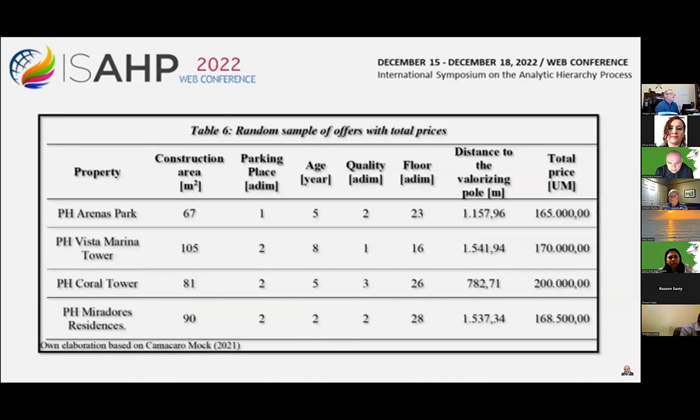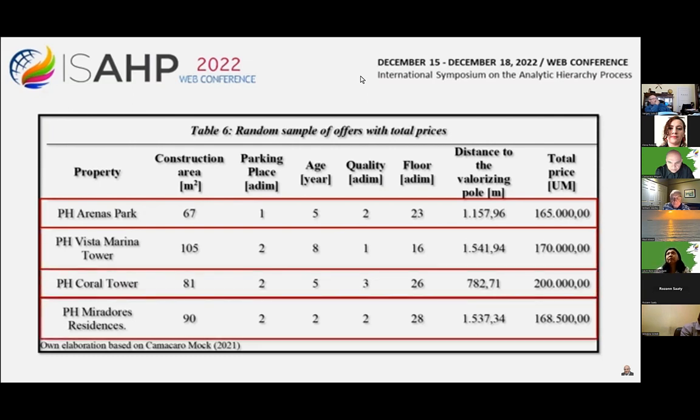In this table are the data of the variables corresponding to the properties selected for the application of the AHP. The first property is an apartment in PH Arenas Park, which has an area of 67 square meters, 1 parking space, 5 years old. The quality is 2. It is located on the 23rd floor of a building 1,157.96 meters from Parque Recreativo y Cultural Omar, with an offered price of $165,000. There is also the information of the other apartments located in the buildings PH Vista Marina Tower, PH Coral Tower and PH Miradors residences.